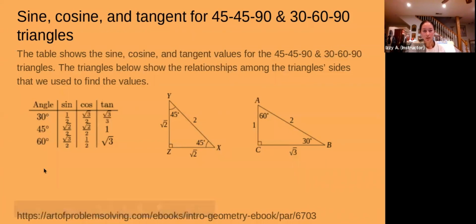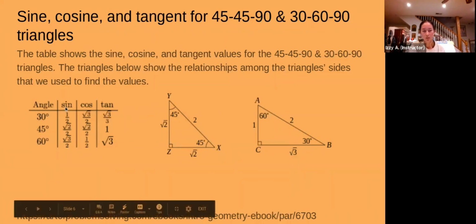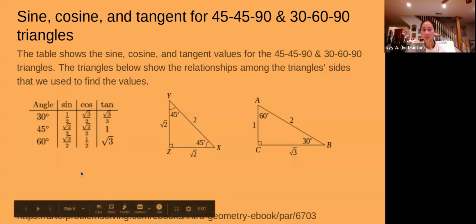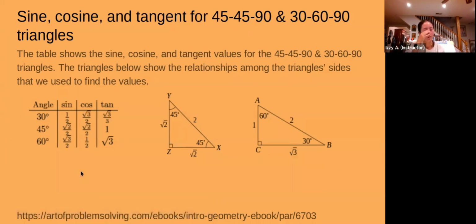You might notice that there is a pattern, especially when it comes to sine and cosine. For example, sine of 30 degrees is 1/2, but then cosine of 60 degrees is 1/2. You can see that the values are kind of flipped. Eventually you're going to have to memorize these values, especially when you take trigonometry or pre-calculus, because you're going to be using them a lot.